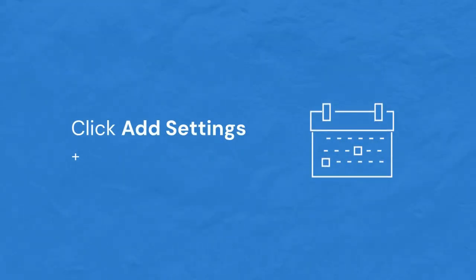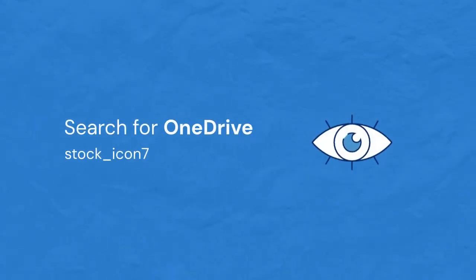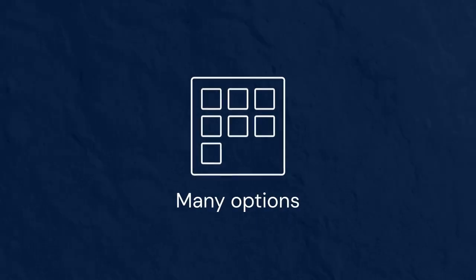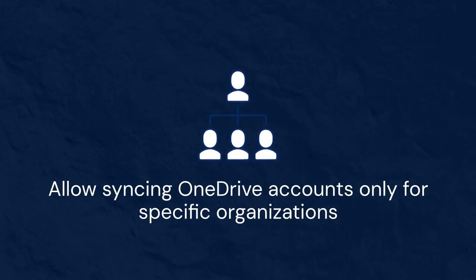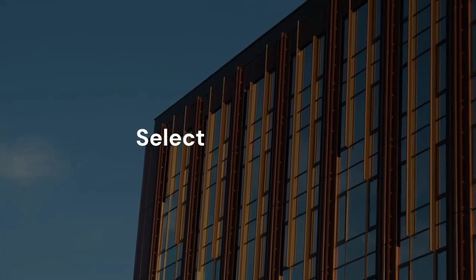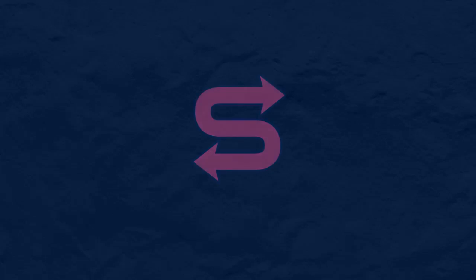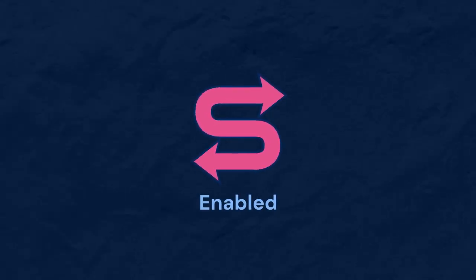Now, in the Settings Catalog, click Add Settings. Search for OneDrive. You will see many options. Scroll down and find the setting called Allow Syncing OneDrive Accounts Only for Specific Organizations. Select this setting. Turn the toggle switch to Enabled.